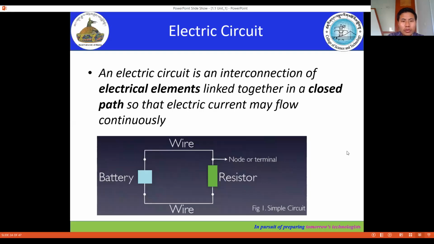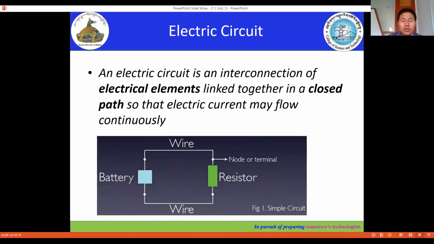In this session, we are going to study the electric circuit and the types of electrical elements which are used to develop the electric circuit. The electric circuit is a closed path, or the interconnection of electrical elements linked together in a closed path, so that electric current can flow continuously.